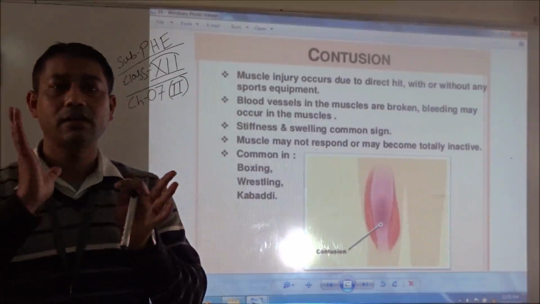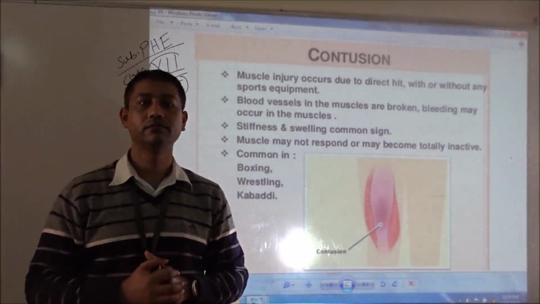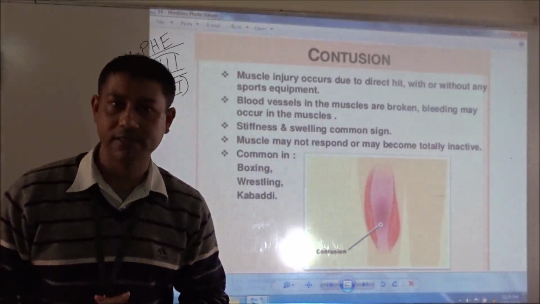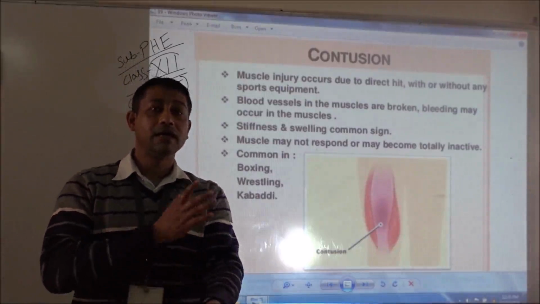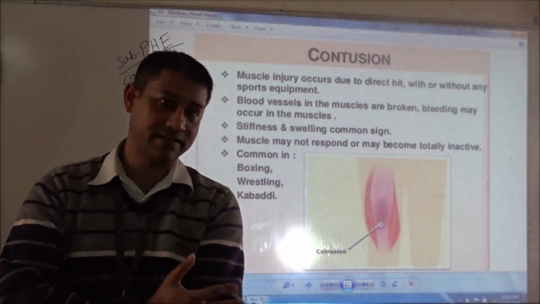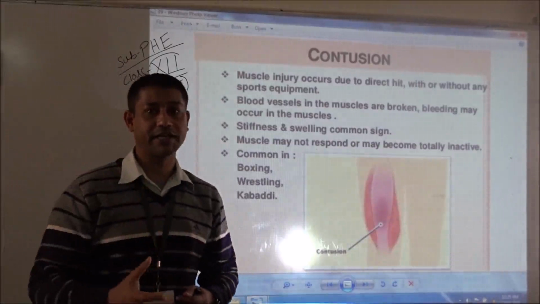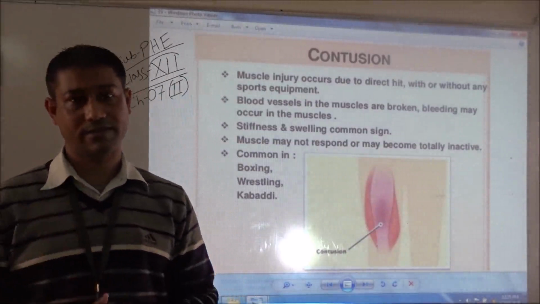Does bleeding occur on the topmost layer of your skin? I am very sure, students, your answer will be no. Whereas the change in color occurs at that place. It can be reddish, it can be bluish, as well as swelling occurs.